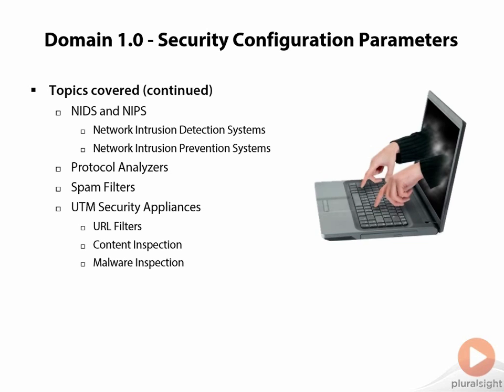UTM, or Unified Threat Management security appliances. They consist of such things as URL filters, content inspection, malware inspection. Some of these terms may be familiar to you at this point, some may not. Don't worry, by the end of this module, you'll of course understand what all of these mean. And we'll also talk about the difference between web application firewalls and network firewalls.